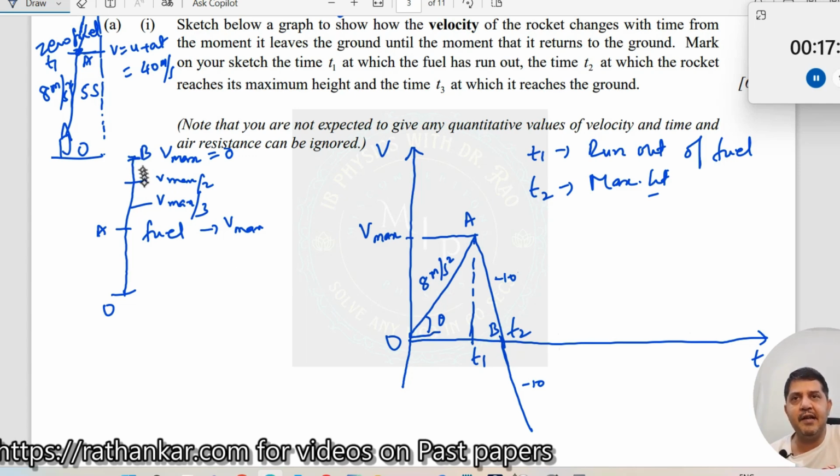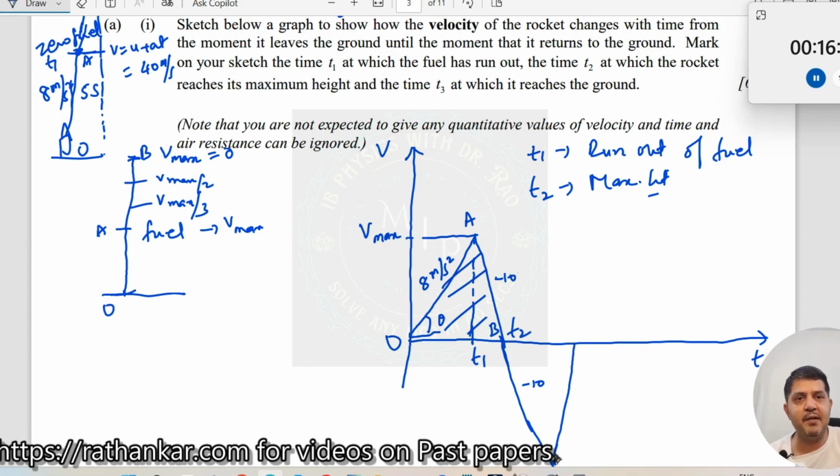After B, what happens? It has to return back. So when it returns back, it reaches the ground once again at this point. Which means the distance covered here is equal to the distance covered here. When you say distance or displacement, how do you calculate it in your VT graph? You calculate it by the area here, right? Which means the area that you get here should be equal to the area that you get here. So therefore, I will extend this a little bit more and then I will drop over here like this, right?